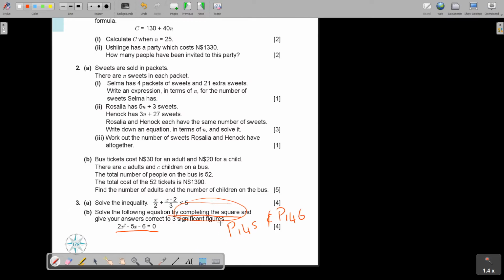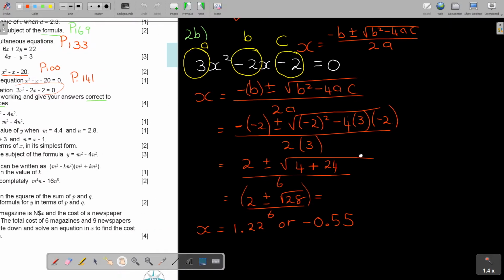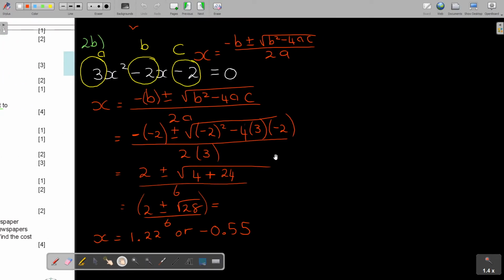But what I'm going to do now, I'm going to go back to the previous page, and I want to leave this answer. I'm just going to move it. And I'm just going to show you that I can do this one by completing the square. Especially for the examination, I just want you to refresh your memory in completing the square.